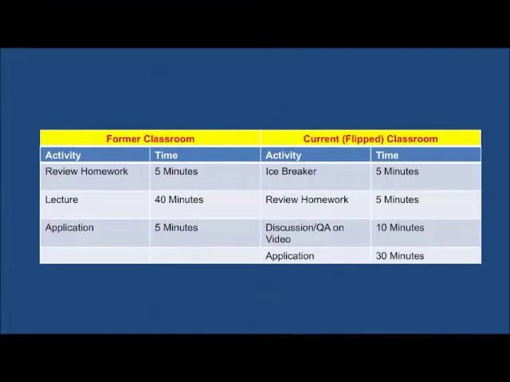So we do a little review. We do an icebreaker of some kind, maybe a review. Then we'll do the review of the homework, whatever the case might be. Again, asking questions. And then we spend 9 or 10 minutes on a video or some kind of an introduction. But the remainder of the class, at least 30 minutes, is the application.